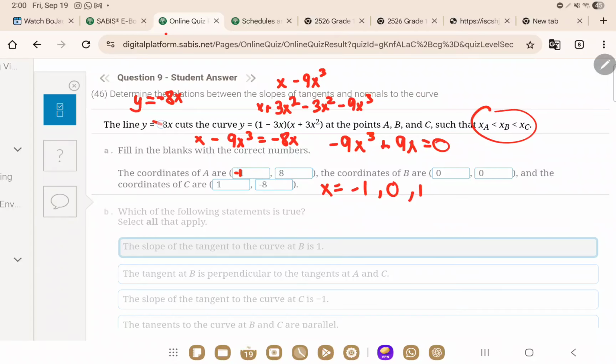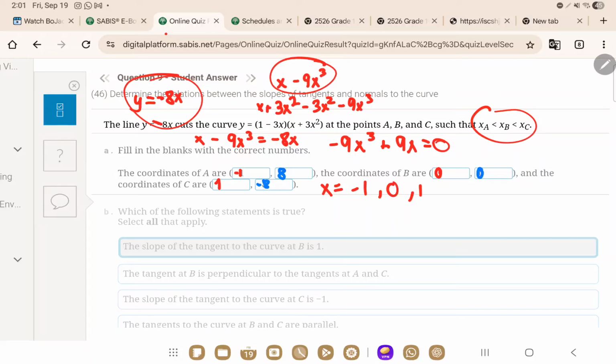Now, what we do when we get them is substitute the x values into any of these two equations. In this case, I'm going to substitute into y equals -8x because it's easier. -8 times -1 is 8. That's where we get 8 from. Now, 0 times -8 is 0, and 1 times -8 is -8. And that's how you solve the first question.